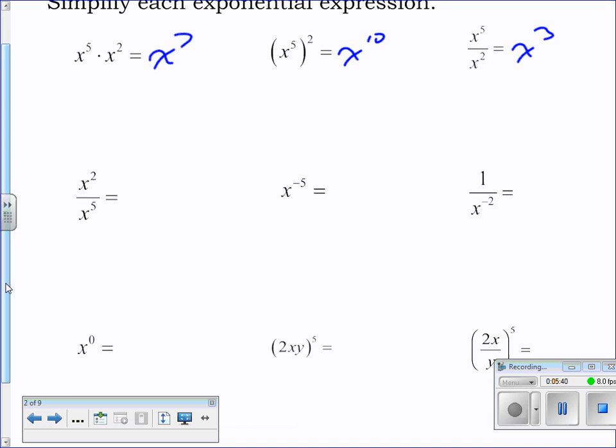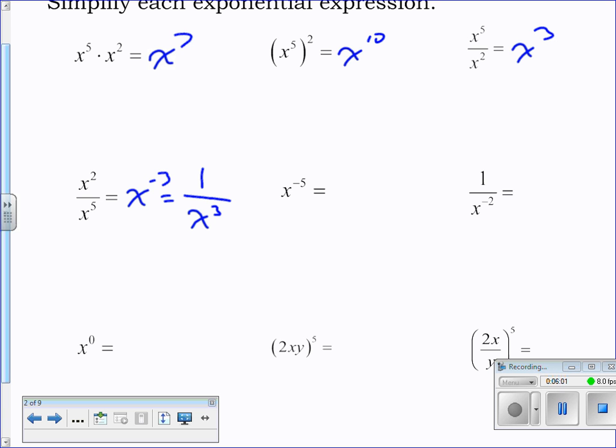When you get to this one, x to the 2 minus 5 is x to the negative 3. But we don't want negative exponents. I want positive. So to make that negative exponent a positive one, I move it down to the denominator: 1 over x to the positive 3.